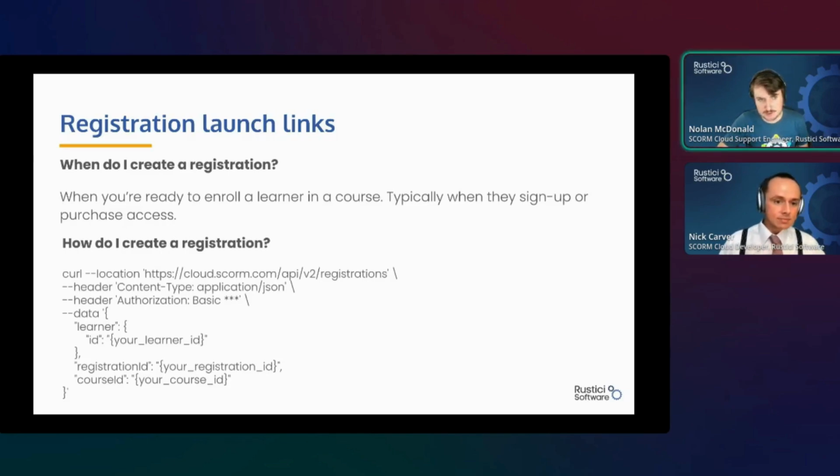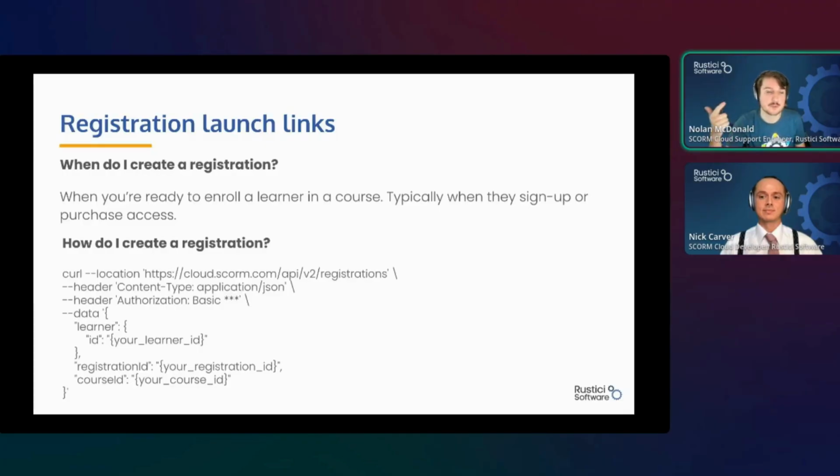Creating registrations with the API is pretty easy. It's a very simple post request to the registrations endpoint. You can see this example curl command we have that demonstrates this. In the data, you'll see that there's a course ID and a registration ID. These are yours to decide.